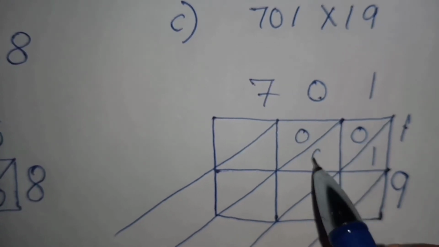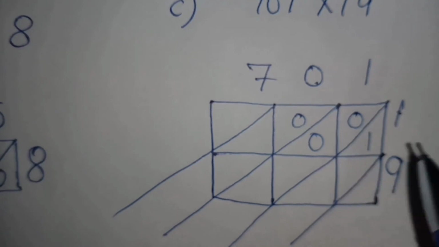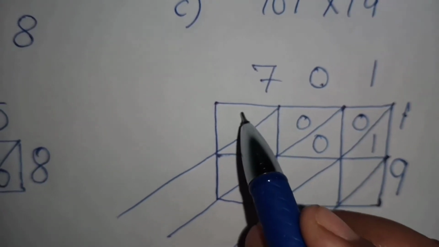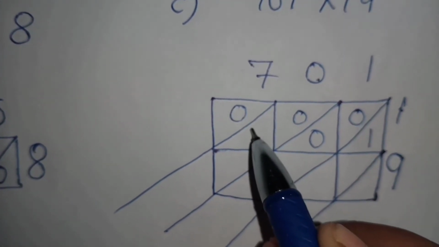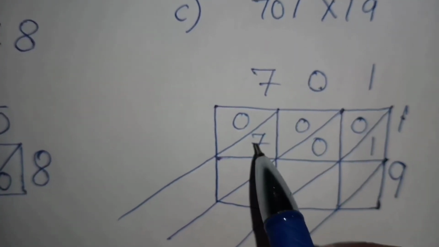So in both the boxes you will write 0. Okay, 1 times 7 is 7. So here it will be 0 because tens is not there and ones is there, that is 7. So 1 times 7 is 7.